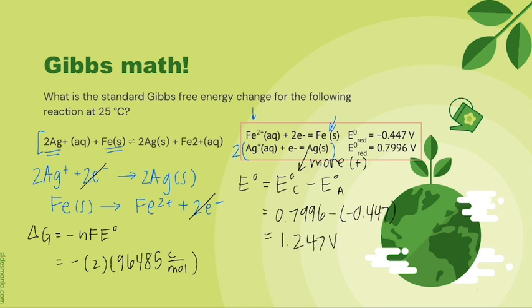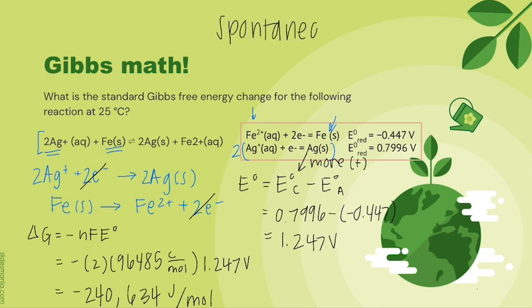I'm going to plug that into my equation over here. And the value that I end up getting for that is negative 240,634 joules per mole. You can also convert this to kilojoules, but on the topic of spontaneous, remember what we talked about before. In this case, we see that our EMF is going to be positive, and then our Gibbs free energy is going to be negative. So I'm going to say, yes, this is spontaneous. Both of those things happened.